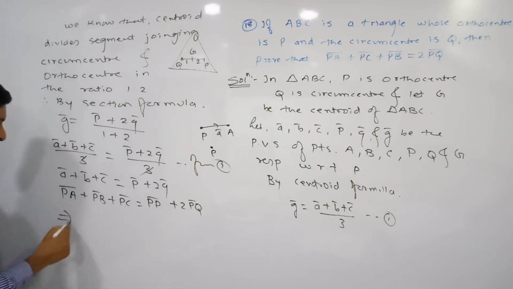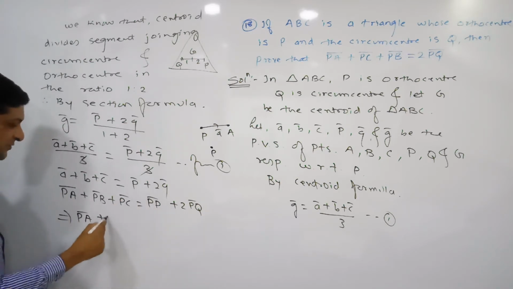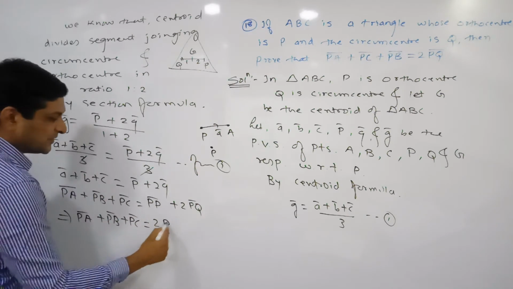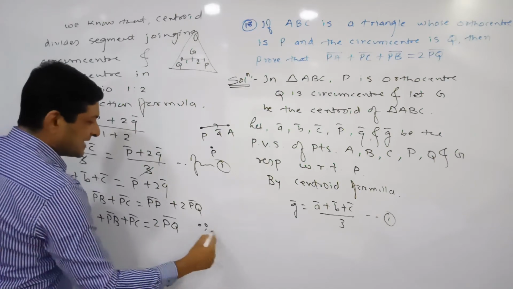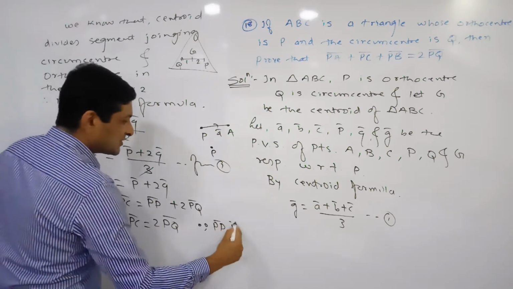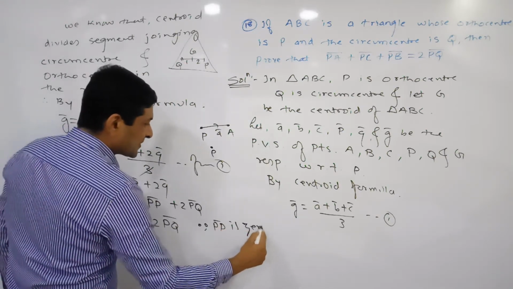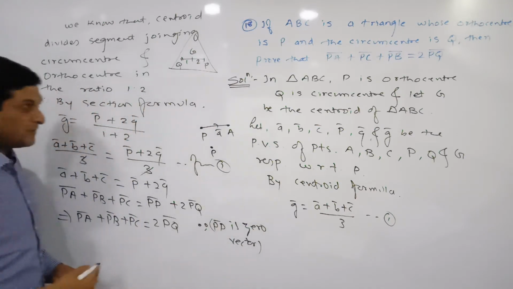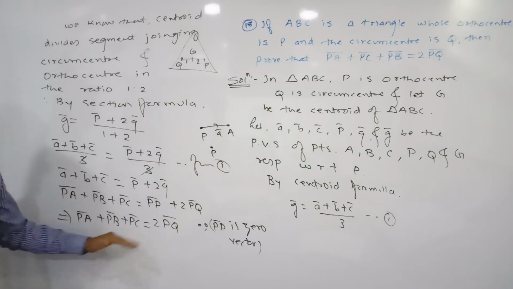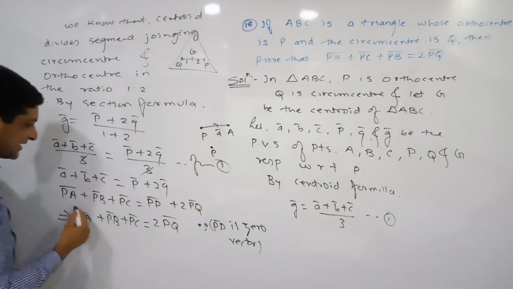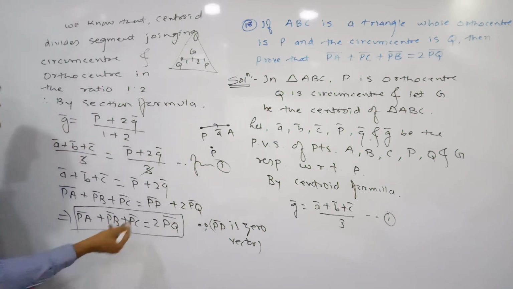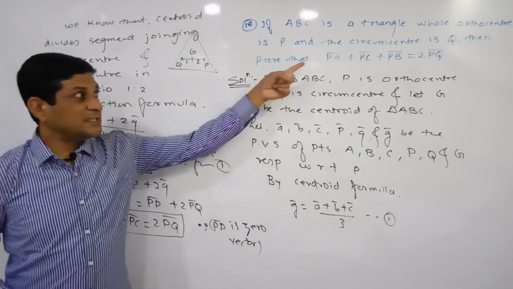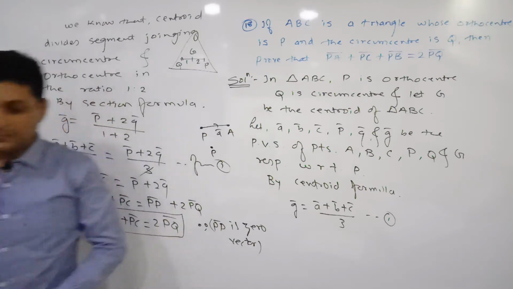So this implies that PA bar plus PB bar plus PC bar is equal to twice PQ bar. And here give the reason that PP bar is 0 vector, because its magnitude is 0. Check whether it is our required result. In this way, we have got our required result that PA bar plus PB bar plus PC bar is equal to twice PQ bar. This completes the proof of this example.